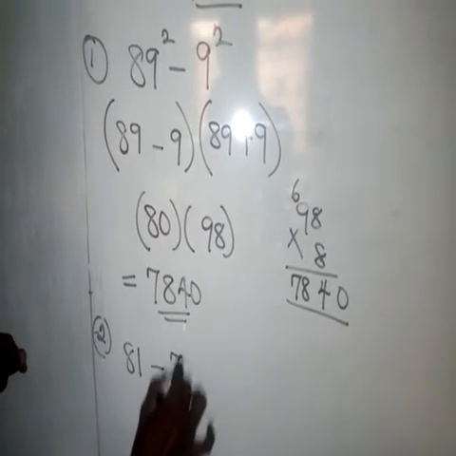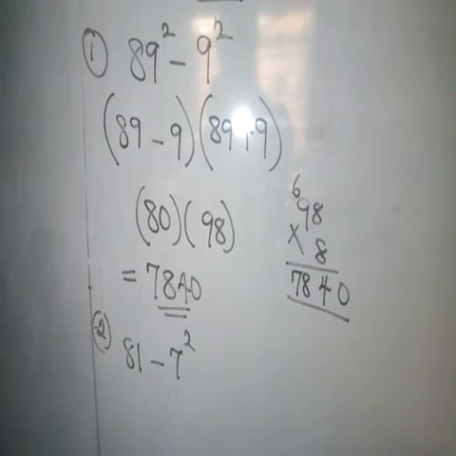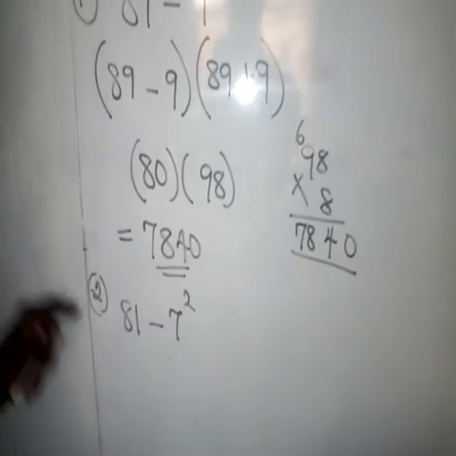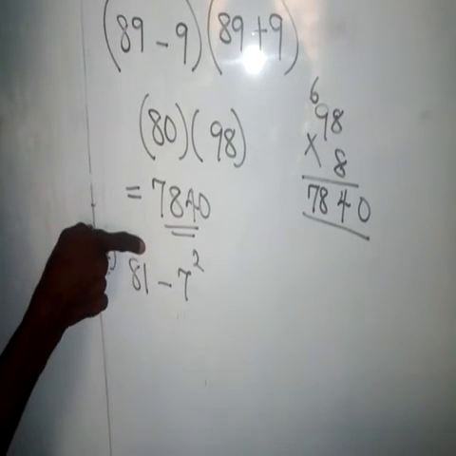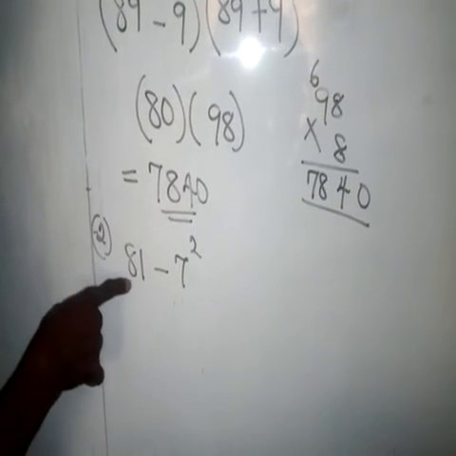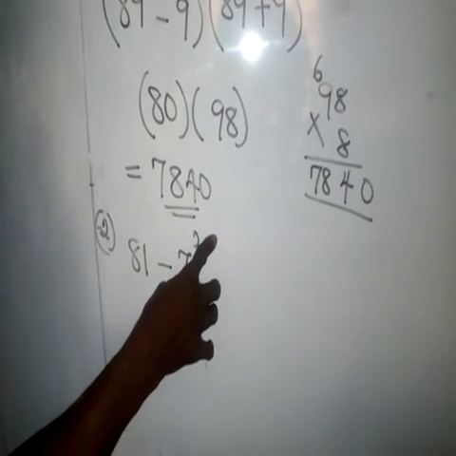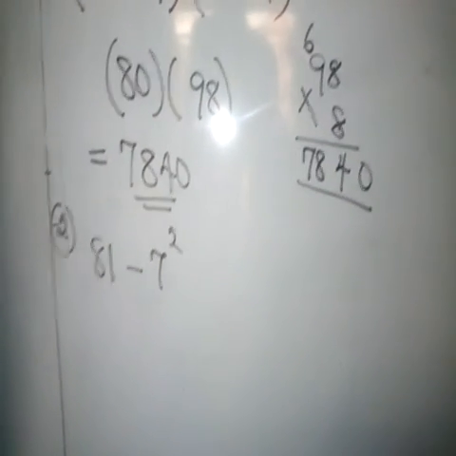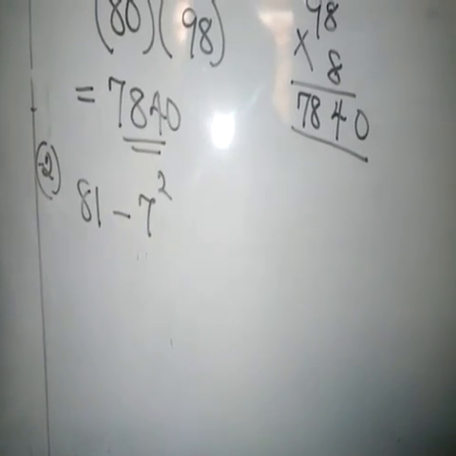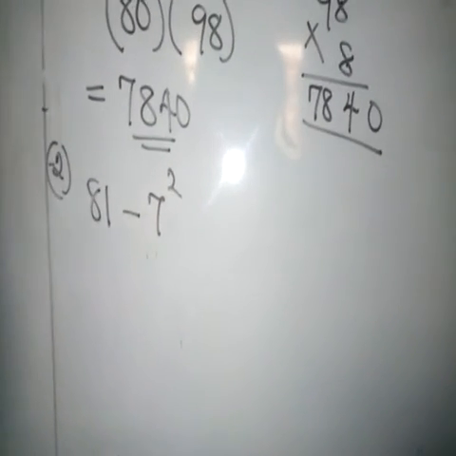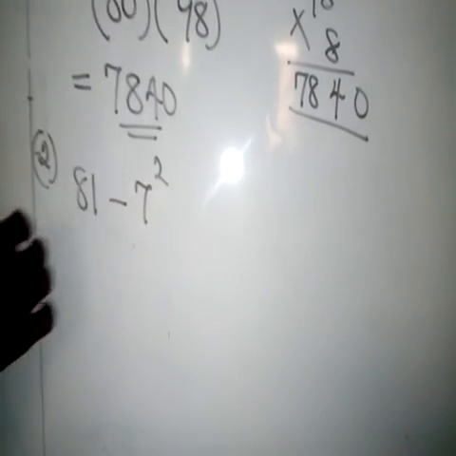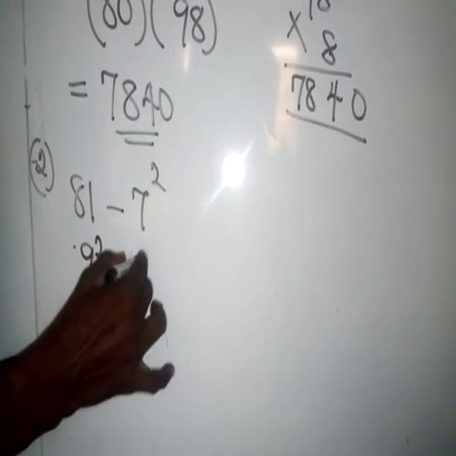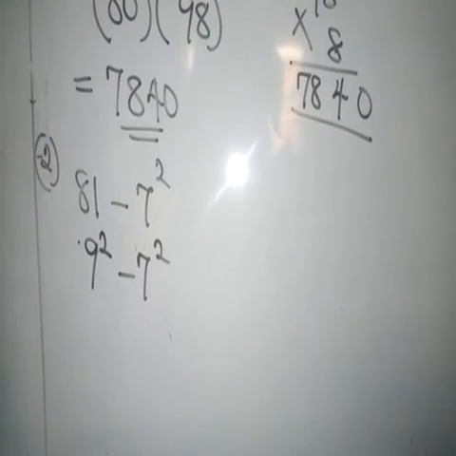Now let's take a look at number 2. 81 minus 7 squared. Now look at this properly. You realize that there is no square on top of this. You only have 81 here and you have 7 squared. First, if you look at 81, it's a perfect square, which means it has a perfect square root. What is the square root of 81? I believe you know it's 9. So this is the same as saying 9 squared minus 7 squared, right?